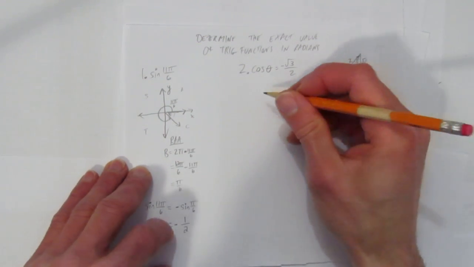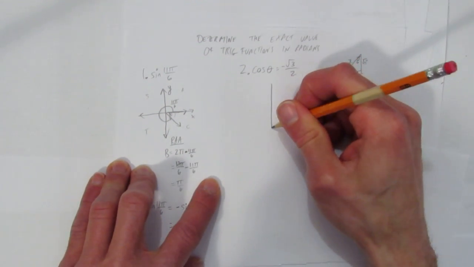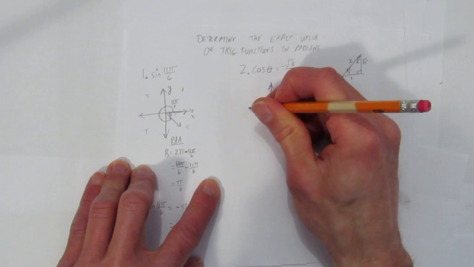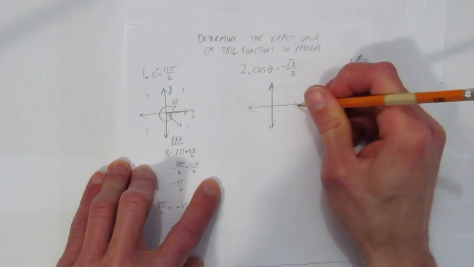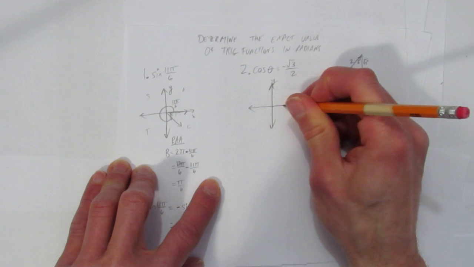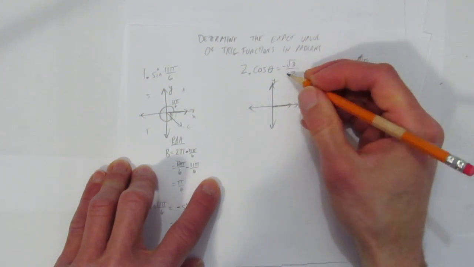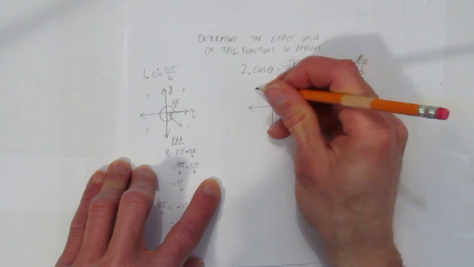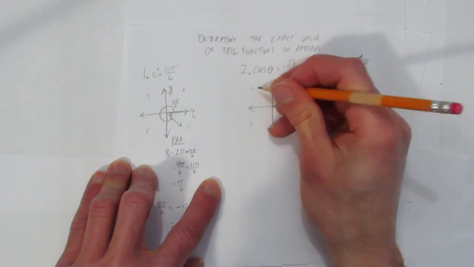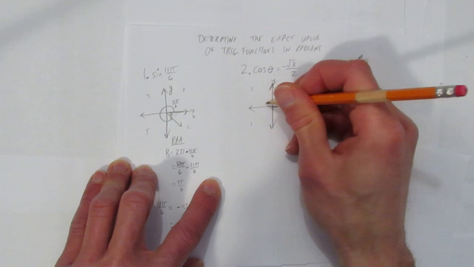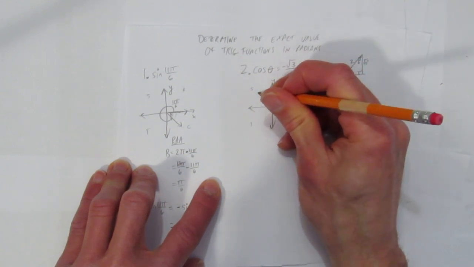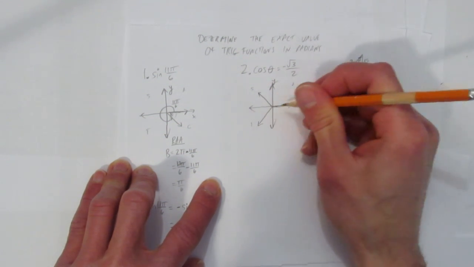How about question 2? Start the same way as doing it in degrees, with a sketch. Label the arrows on the x and y axis. Put your initial arm, clearly labeled. And then where is cosine negative? Well, the CAST rule, which you write like so. Everything's positive in quadrant 1, but cosine is negative in quadrant 2 and in quadrant 3.